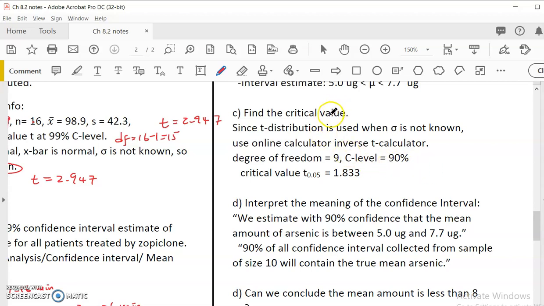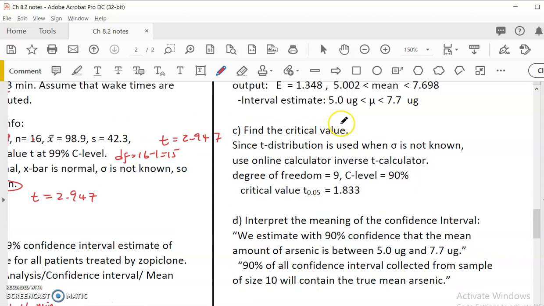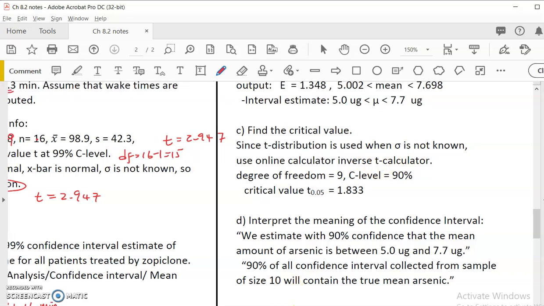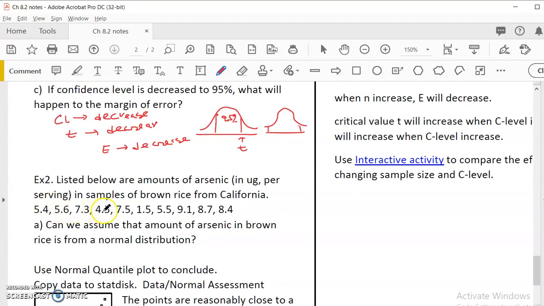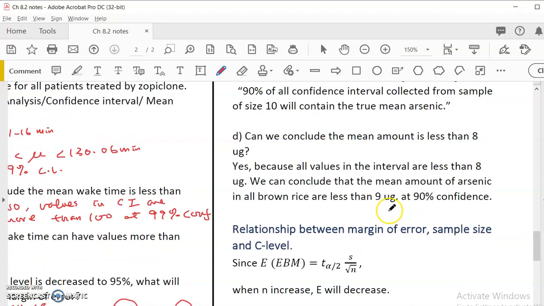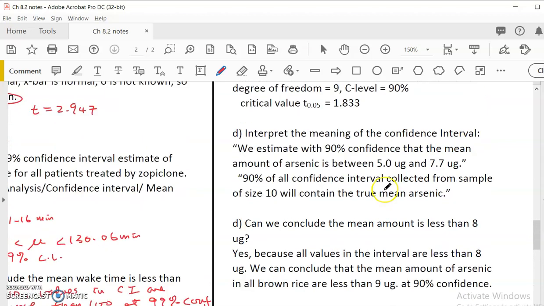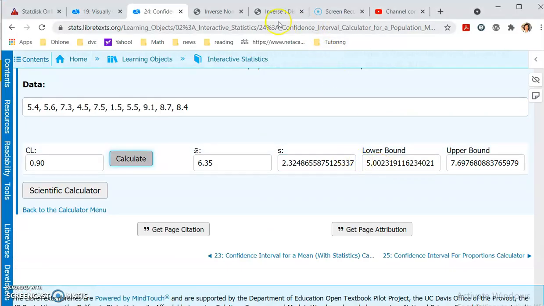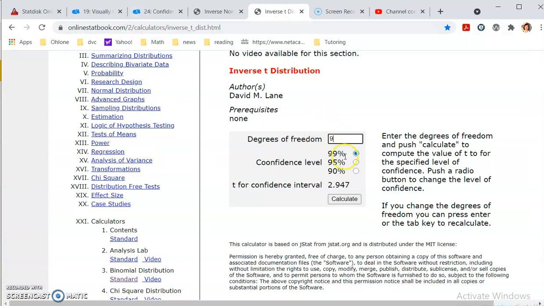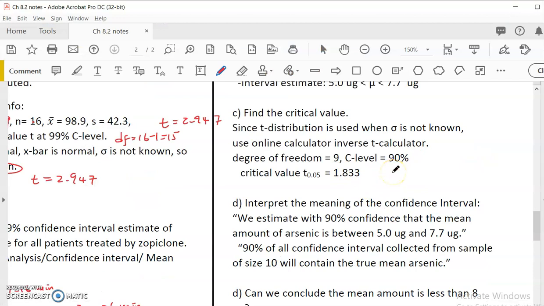Now, I also want to find the critical value. In case I want to find the critical value, what do I do? Because sigma is not known, I use the inverse T calculator. How many data do I have? I have 10 data, I think. Right. 1, 2, 3, 4, 5, 6, 7, 8, 9, 10. So degrees of freedom is 9. The confidence level is 90. So let's try it. I calculated before, so it's 9, 90, 1.833. So that's what you do.